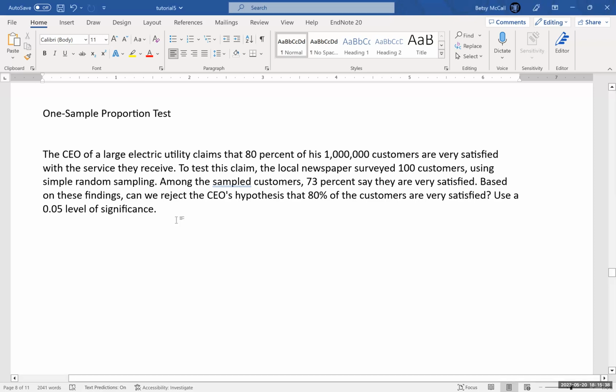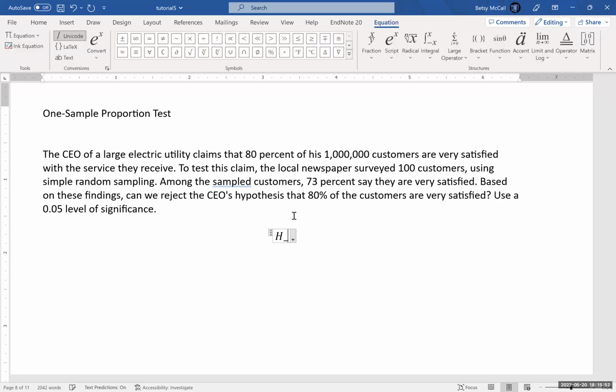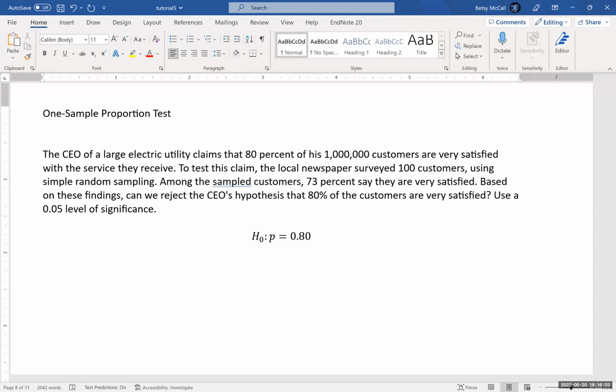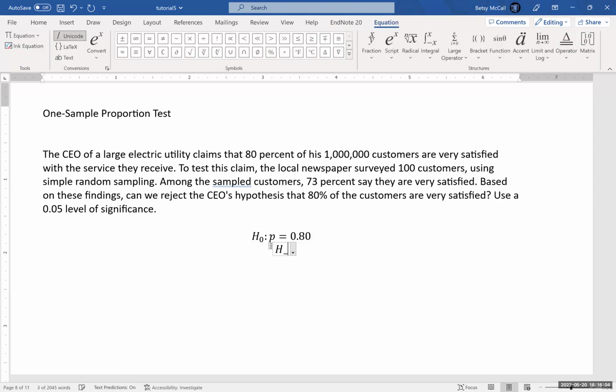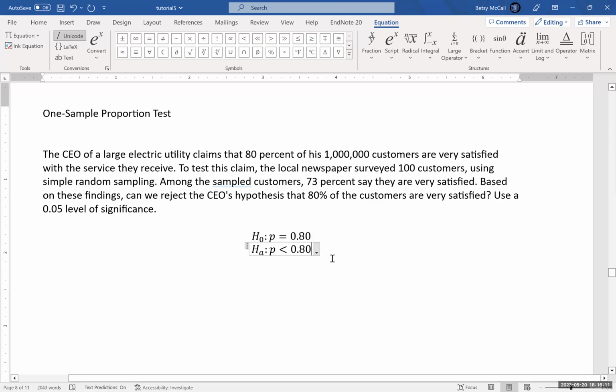All right, now, the first thing that we should do before we do anything else is to state our hypotheses. Now, the newspaper is trying to disprove the CEO's claim. So that means that the null hypothesis is the claim that the CEO is making, that the proportion of satisfied customers is actually 80%. And the alternative is going to be that it is actually less than 80%.